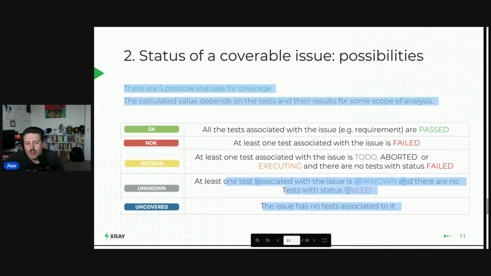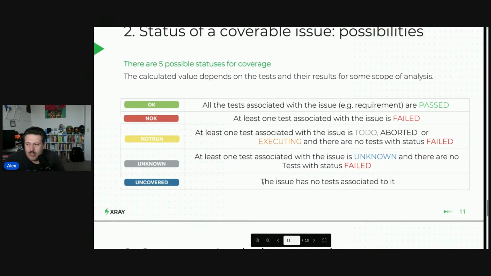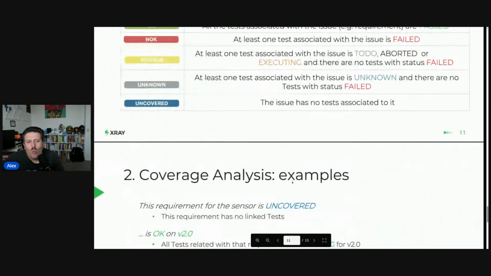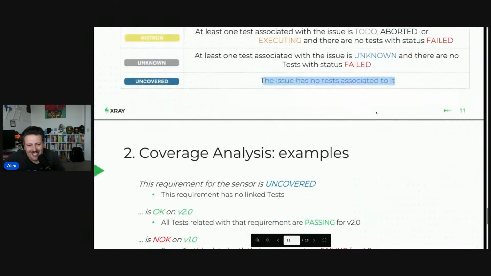We have unknown. This is an interesting one to me, where at least one test associated with an issue is unknown, and there are no tests with failed. And then we have uncovered, where there is no test associated in any way, shape, or form. We don't want uncovered. Uncovered is worse than failed, I would say.